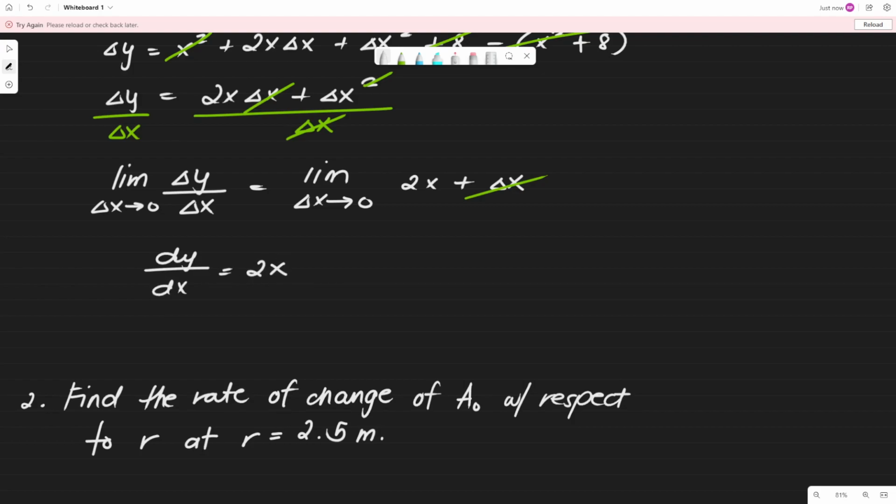No? However, is this already our final answer? Still no. Bakit? Ang hinahanap is the rate of change. So, we still need to substitute the value at the point where the rate of change is being asked. So, dun sa problem natin, ang value ng x is 1/2.